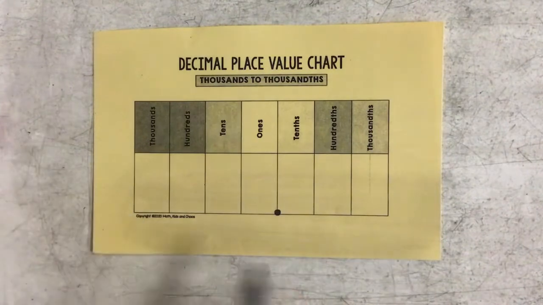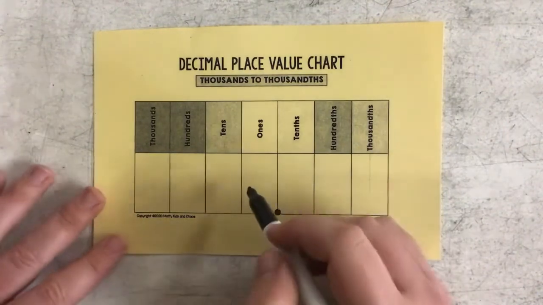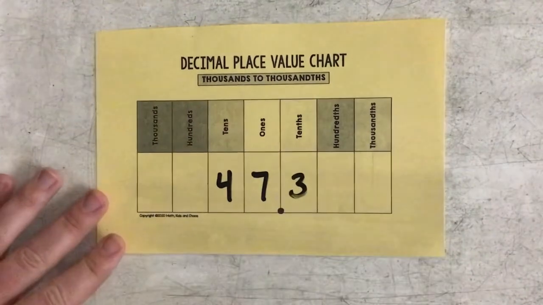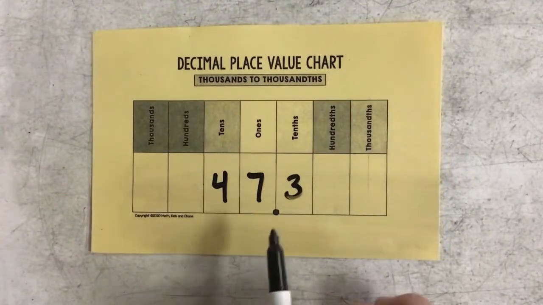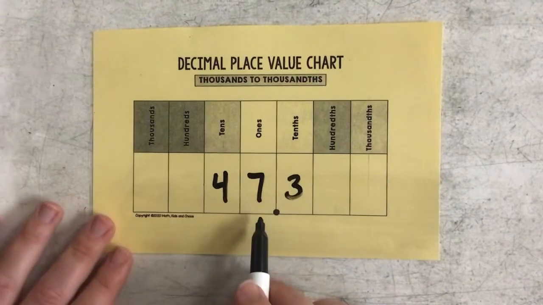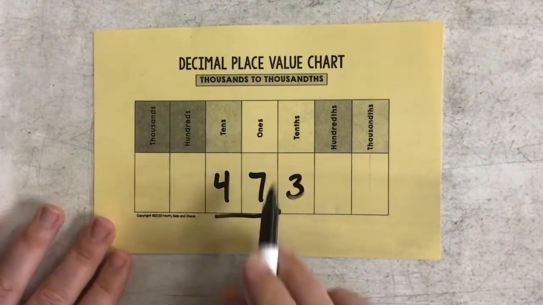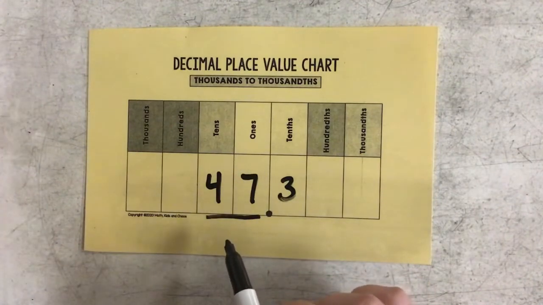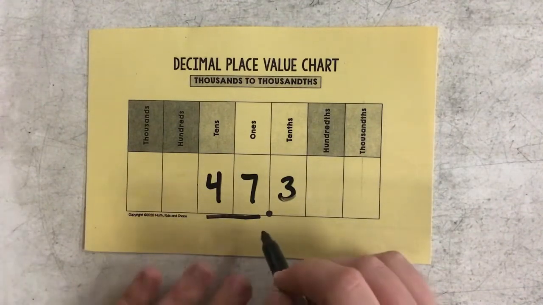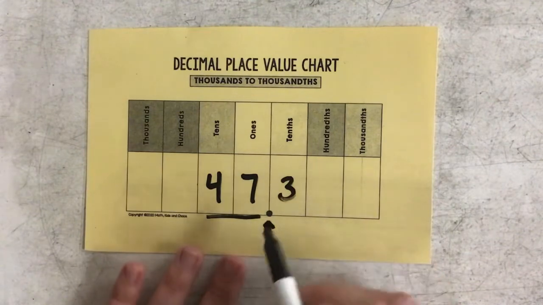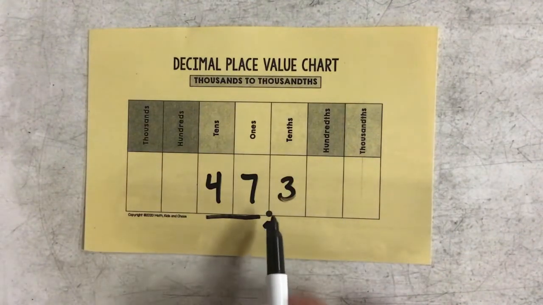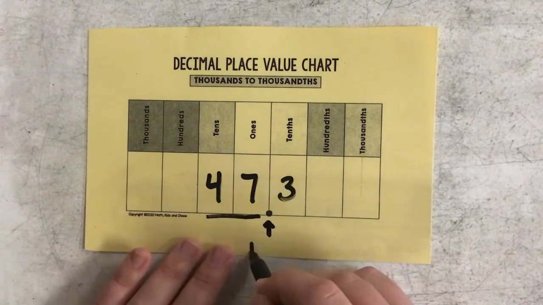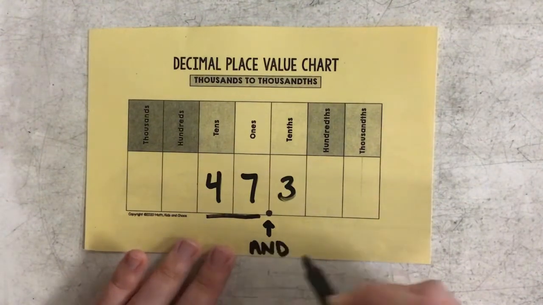If I were trying to read a number with a decimal point in it, for instance, this number right here, the way that I'm going to do that is I'm going to simply read the entire number that comes before the decimal point first. So here I have 47, followed by the decimal point. However, I'm not going to read that as a decimal point. I'm going to read that and replace it with the word "and."